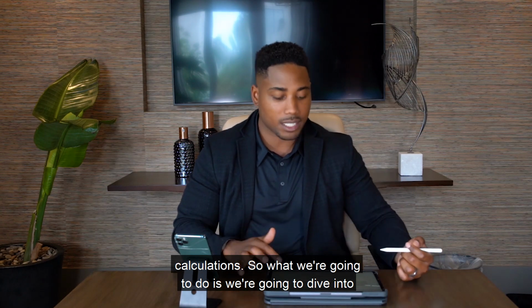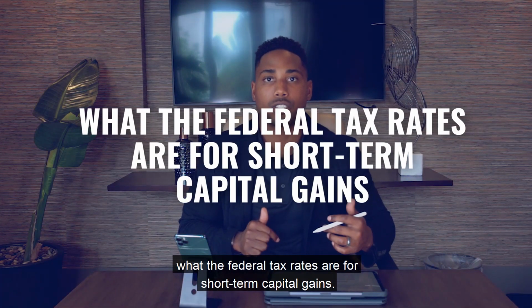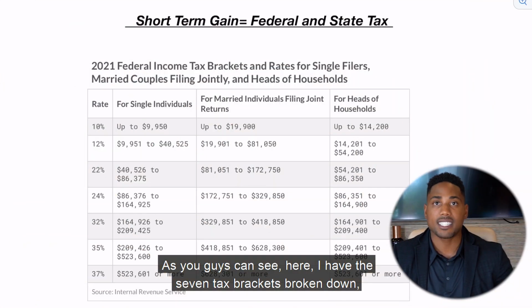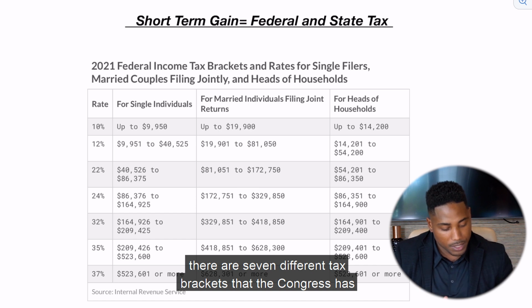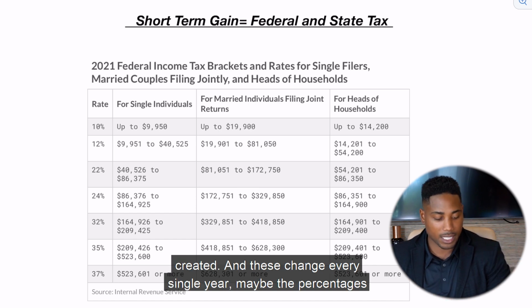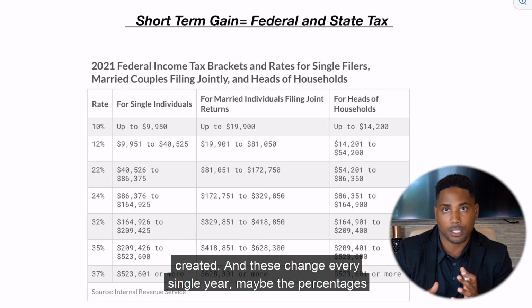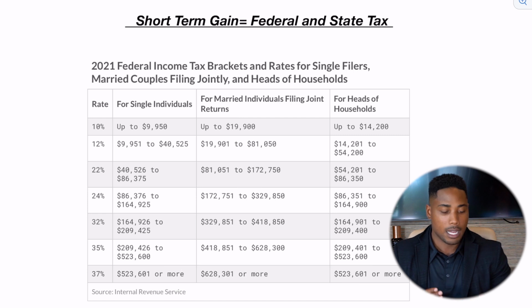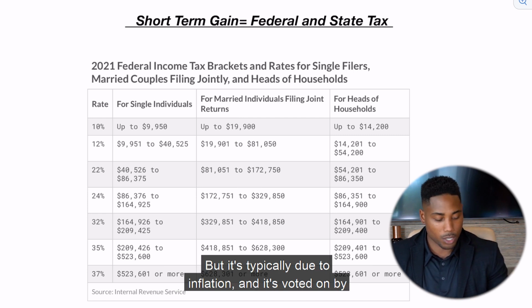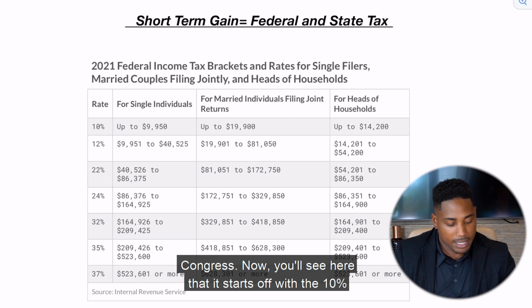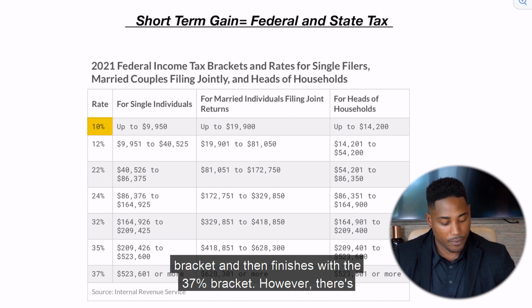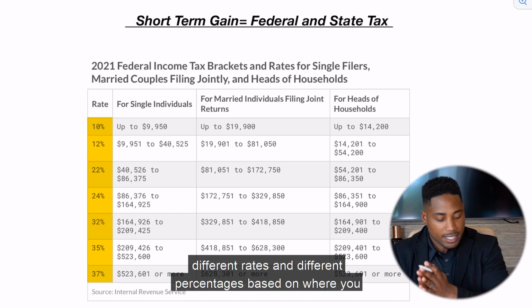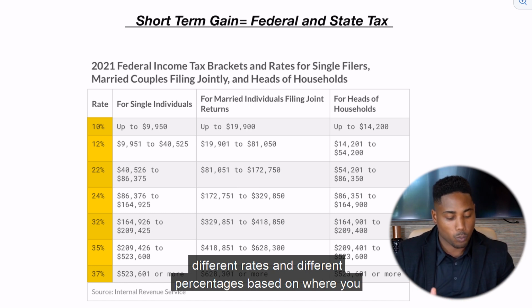So what we're going to do is dive into what the federal tax rates are for short-term capital gains. As you guys can see here, I have the 7 tax brackets broken down. There are 7 different tax brackets that the Congress has created, and these change every single year. Maybe the percentages might go up or down, or maybe the thresholds might go up or down, but it's typically due to inflation and it's voted on by Congress. Now you'll see here that it starts off with the 10% bracket and it finishes with the 37% bracket. However, there's different rates and different percentages based on where you fall.